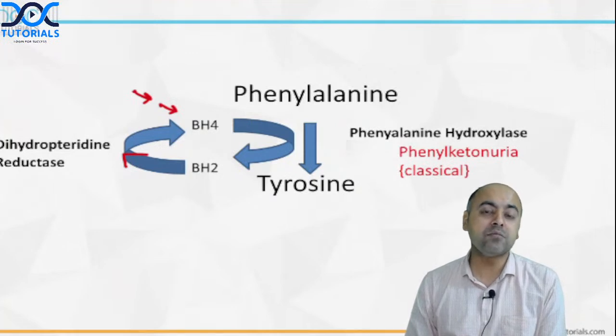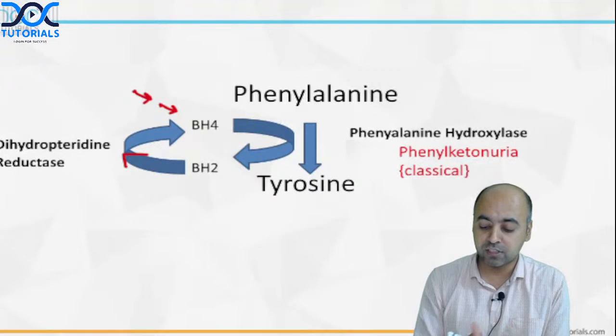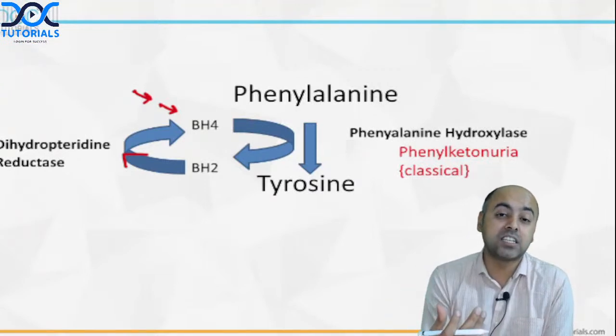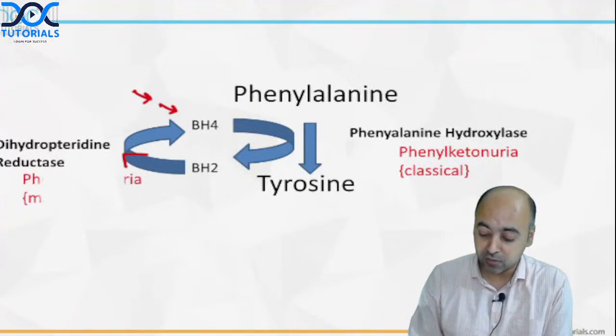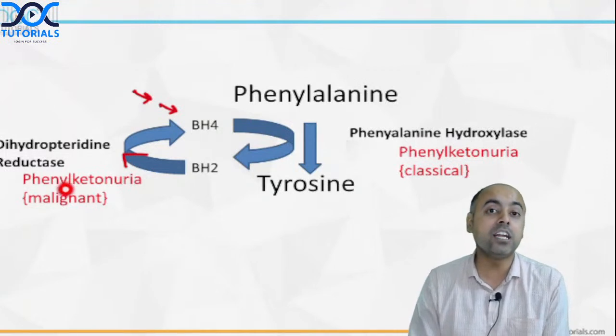So 4 different enzymes are involved in the metabolism and the recycling of the tetrahydrobiopterin. If any of them is not present, in that case the tetrahydrobiopterin level will also fall and we get again the phenylketonuria. This is described as the malignant type.